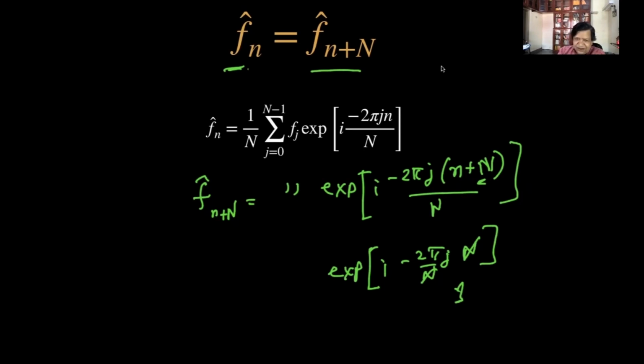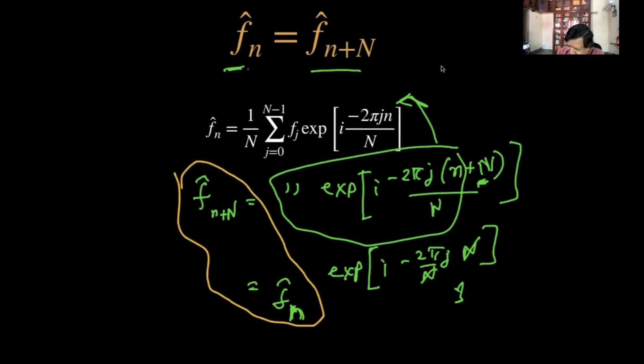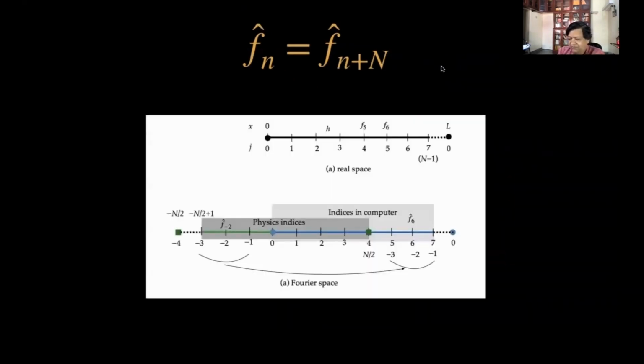E to the power 2 pi j is 1. So that is why this term is 1. So the remaining part is exactly the same as what we got for f hat of n. So this is how we prove that f hat of n plus capital N is equal to f hat of n. Okay. So with this property, we can do something interesting.